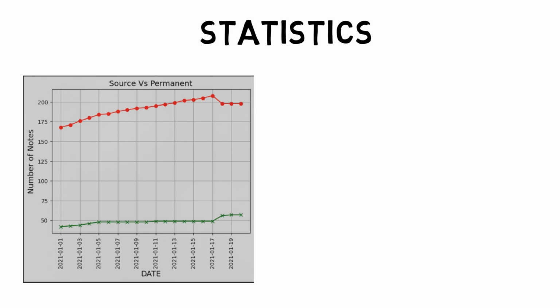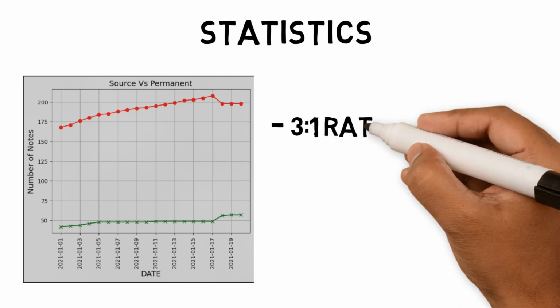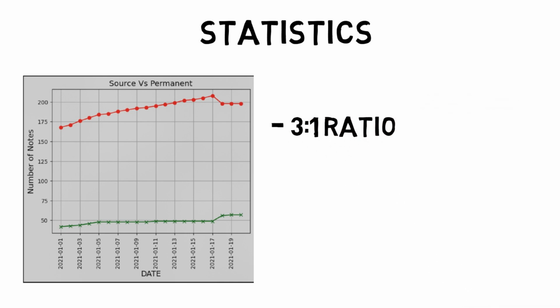Statistics. Another component I started this year was tracking the number of source notes compared to the permanent notes. I wanted to track this as I was worried I kept focusing on source notes rather than coming up with new ideas. I've been working on trying to align a 3 source notes to 1 permanent note ratio. If I move out of this ratio, I refocus on the weaker area.